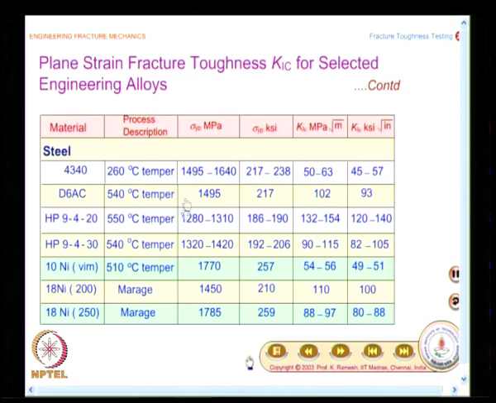You see the list changes from 1280 is the least value of yield strength in MPa, and it goes up to 1785 at least in this page for various categories of steel. For steel 4340, the yield strength is 1495 to 1640 MPa, and the K1C is given as 50 to 63 MPa root meter.